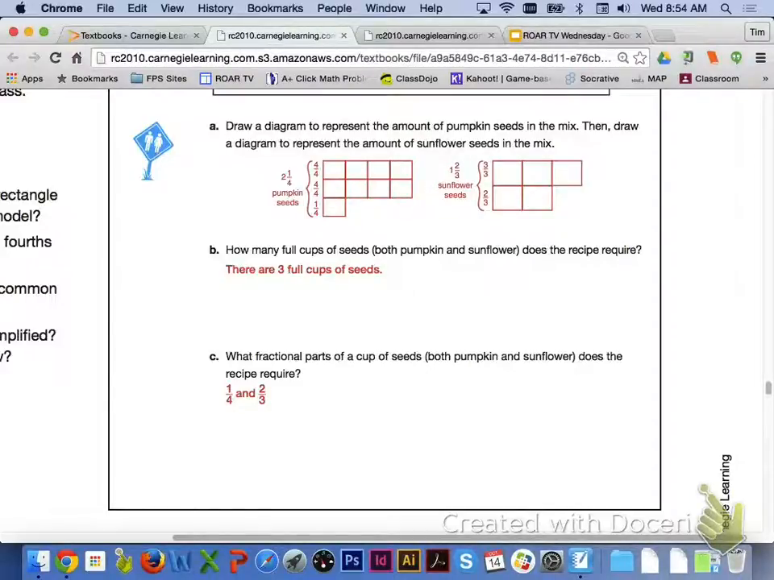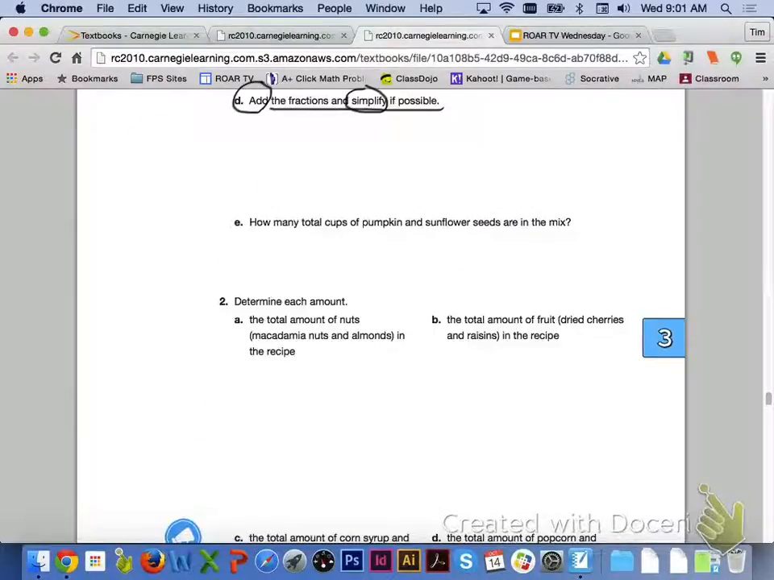For letter B, we can see that there are 1, 2, 3 full cups of seeds when we combine the pumpkin and the sunflower, and we have 1/4 left over for the pumpkin seeds, and 2/3 left over for the sunflower seeds. So those are the fractional parts that we have left. Let's also answer letters D and E at the top of page 183 to finish up number 1.